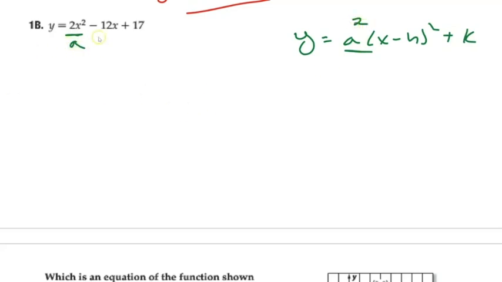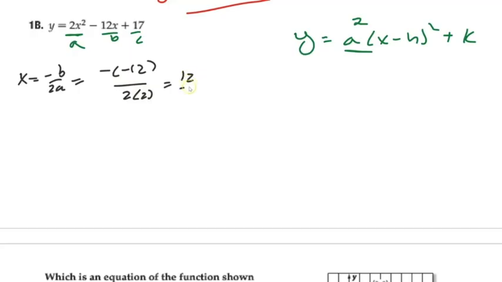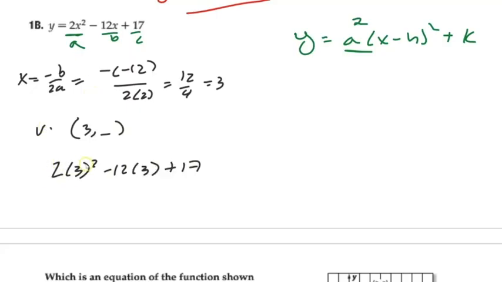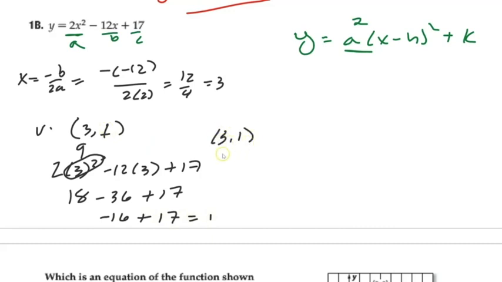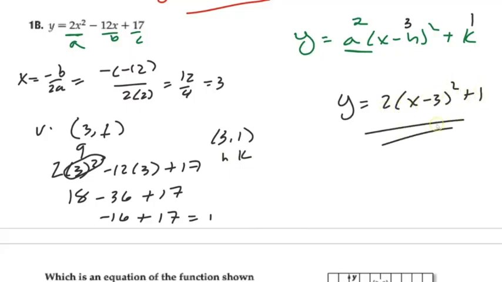Let's just find the vertex. We use the axis of symmetry formula, x equals negative b over 2a. Watch the double negatives. So I get 12 over 4, which is 3. The x of my vertex is 3. I'm trying to find the y value. You just plug it into the equation. Remember, we always do the exponent first. That's 9. 9 times 2 is 18. Minus 36 plus 17. That's negative 18 plus 17, which is negative 1. My vertex is 3, negative 1. That's my h and that's my k. My equation is 2 times (x minus 3) squared plus k. That's how you put it in vertex form.